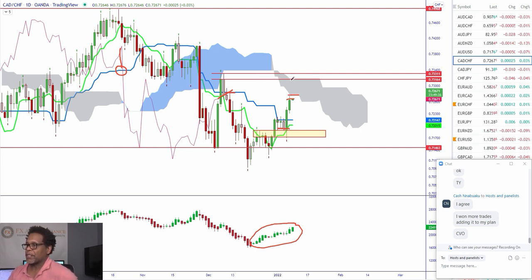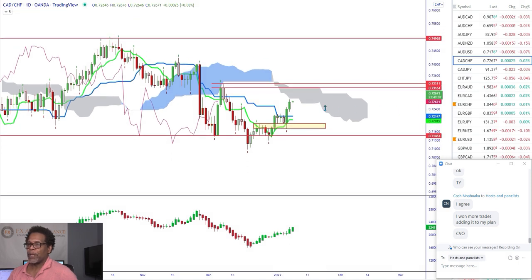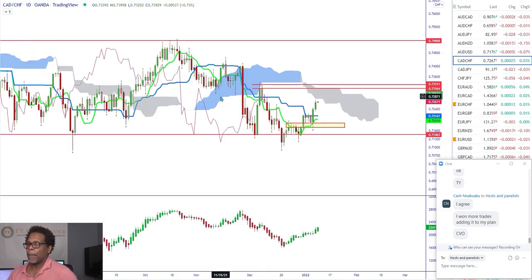Now you got cloud resistance, thick resistance, and you got this level up here. So if you're in it long, you've just reached the N level, the 1-to-1 measured move level. If you're not in it long, you should be waiting. All right, that's where we are. That's what we got. Let's move on.